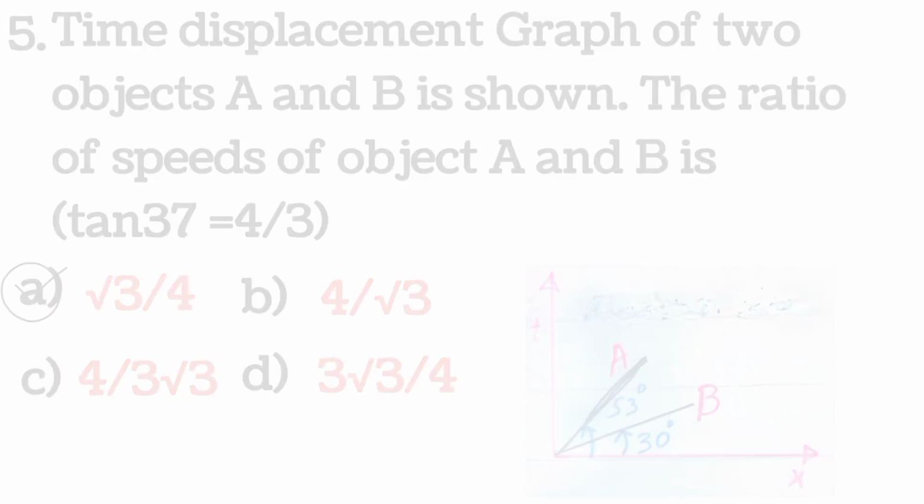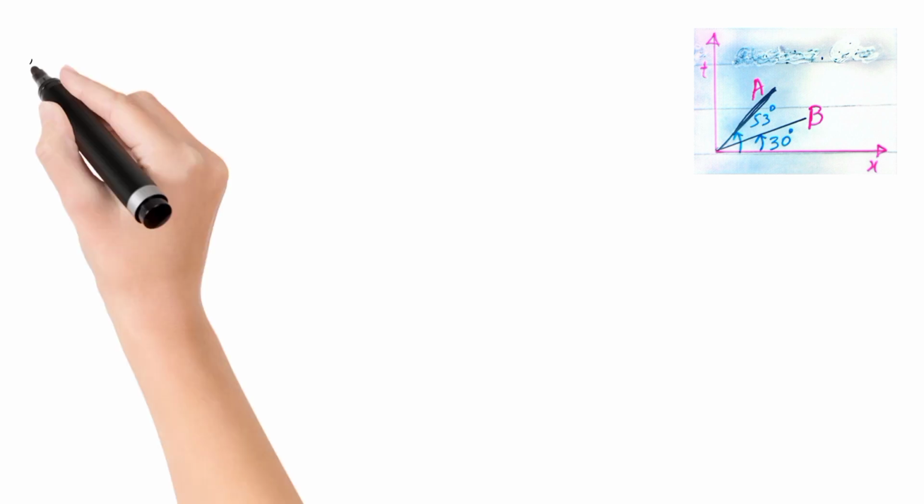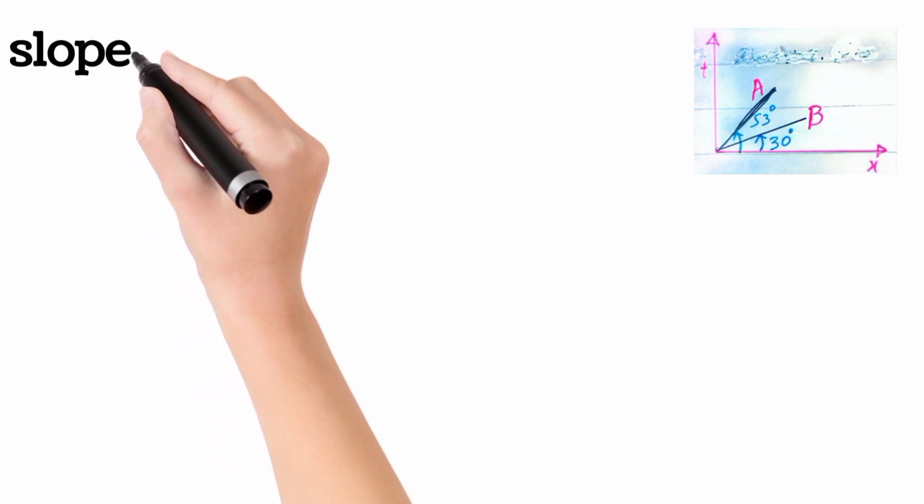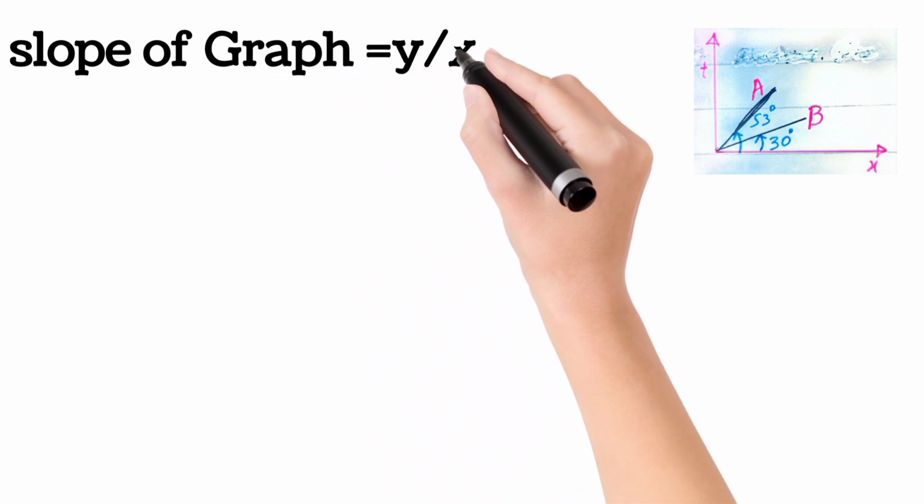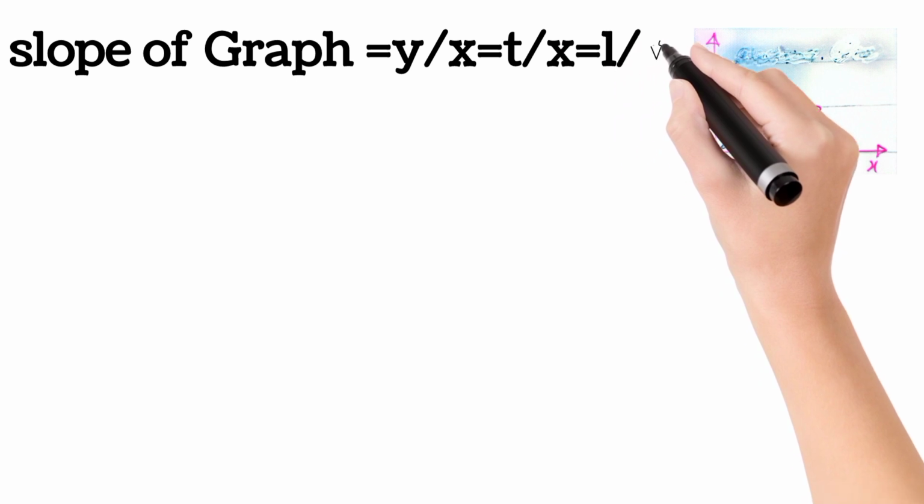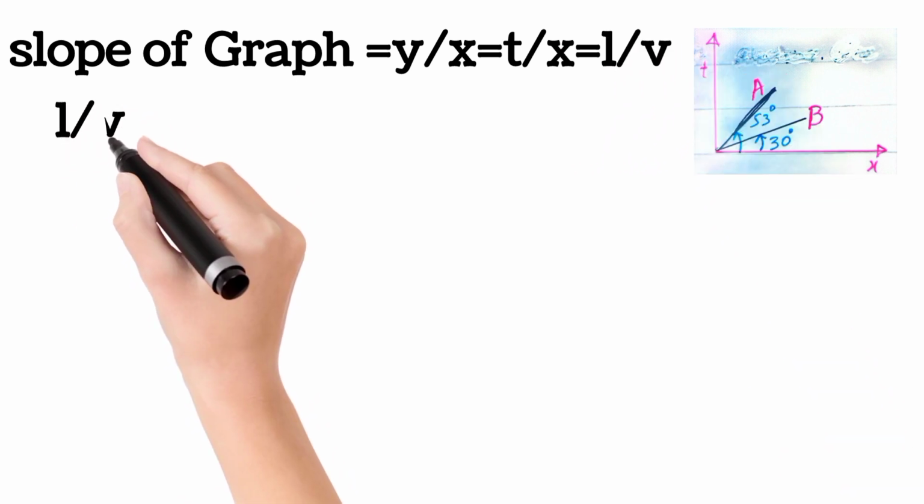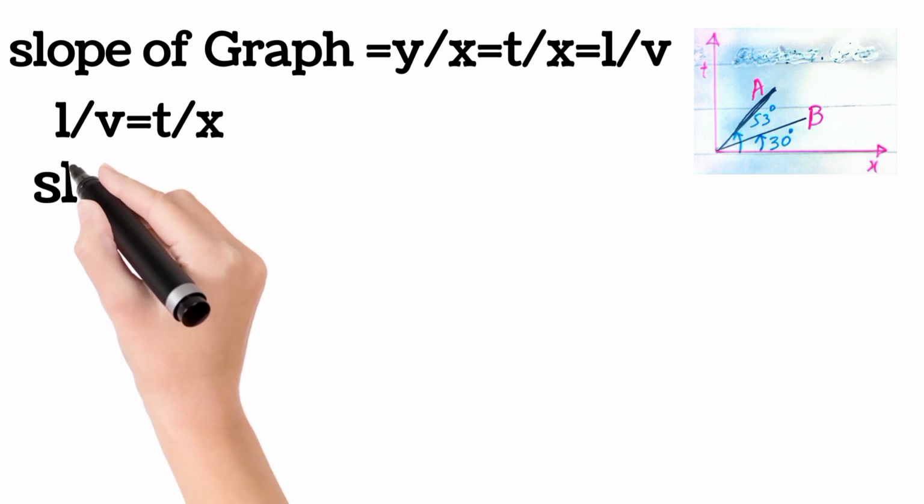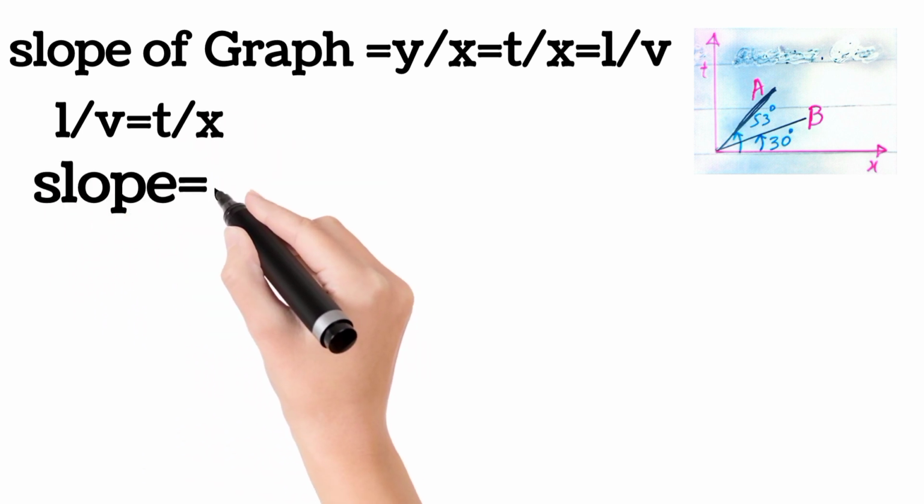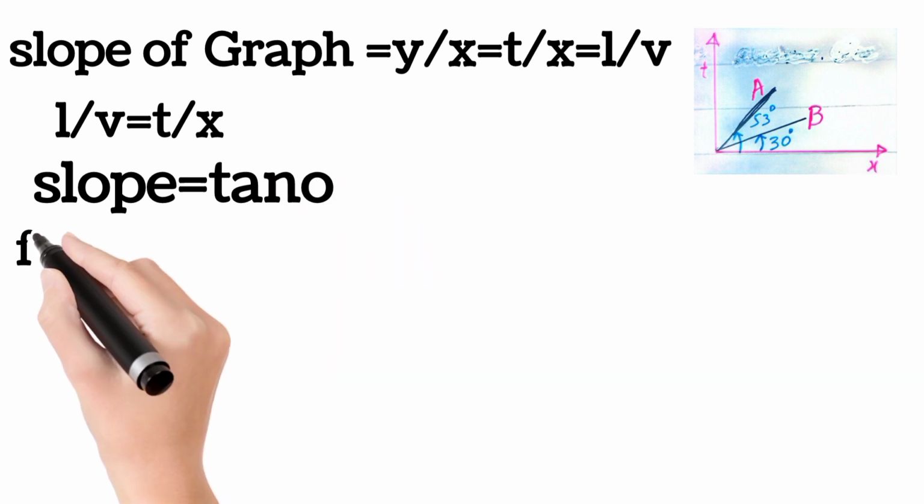Let's see how. If we observe the graph, here is the time displacement graph for two objects A and B. If we divide time by displacement, it is equal to the reciprocal of the velocity or speed. So the slope of the graph is y divided by x, which is t divided by x, the reciprocal of the velocity. The slope of the graph is equal to tan of theta.